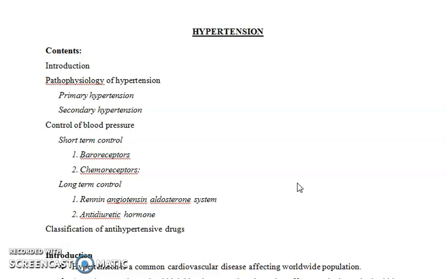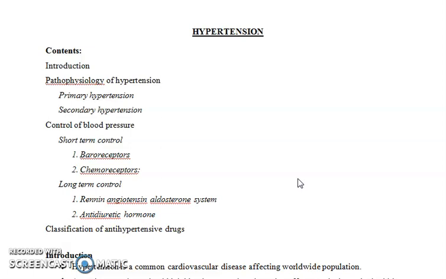Today I am here to discuss the topic of hypertension. Coming to the topic contents, we will be discussing the introduction to hypertension, followed by the pathophysiology of hypertension, which is classified into two types, primary as well as secondary hypertension. The next one is the control of BP, which can be done by two methods, that is short-term control as well as long-term control of BP.